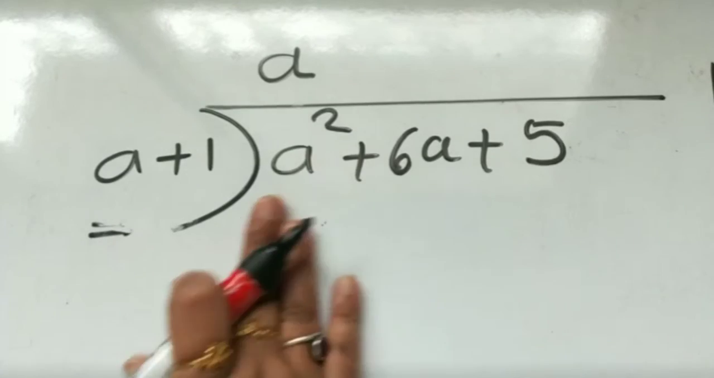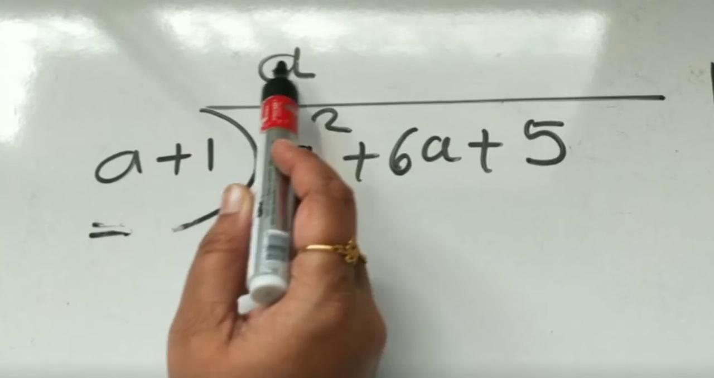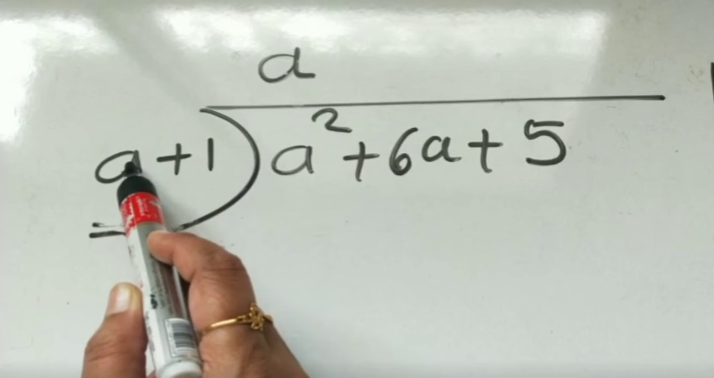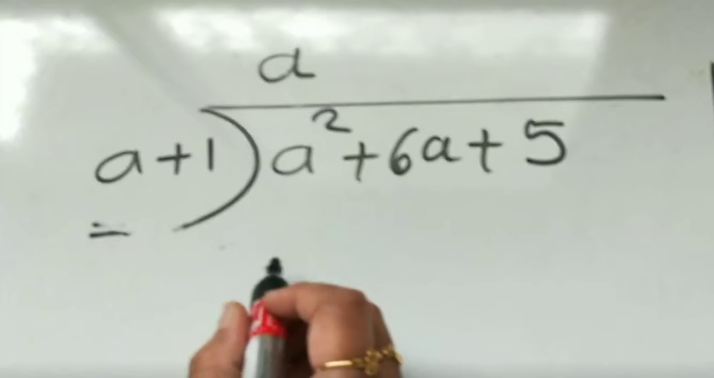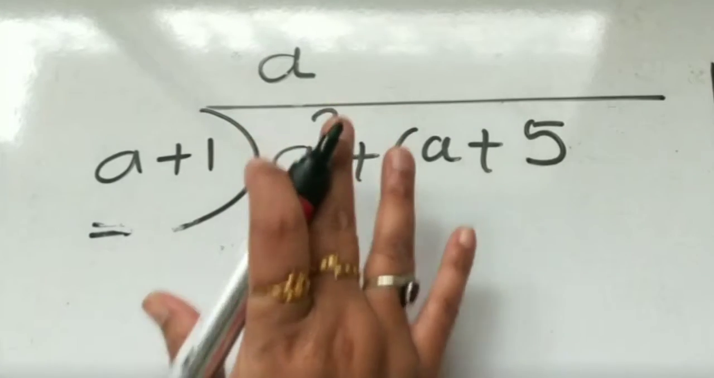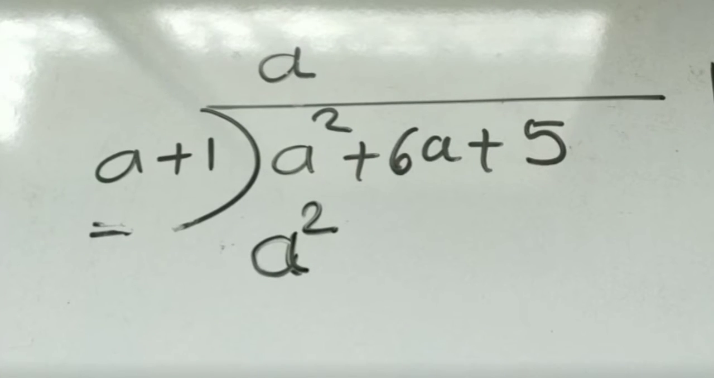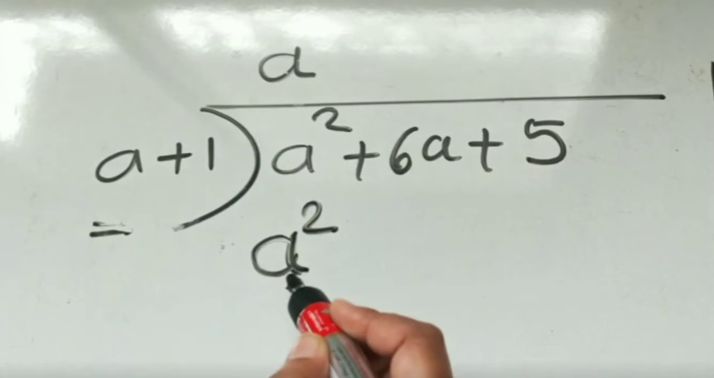Okay, so just tell me a into a plus 1. How will you do the multiplication? A into a square. So you will write a square below the square term. You have to write the square term below the square term, which means you manage like terms there. You have to pay attention to that. So a into a, a square, we have written.